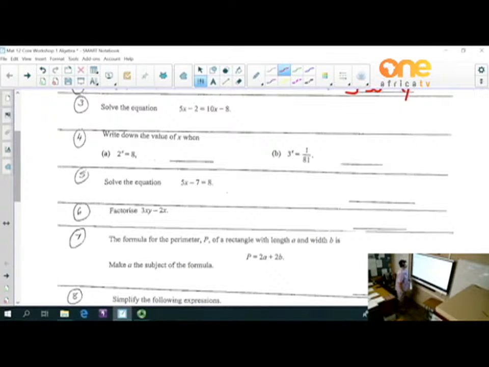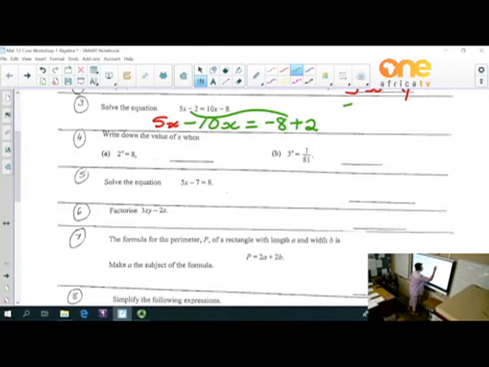Solve the equation. Now, to do an equation, we want x on the one side and the values on the other side. And the one golden rule is the moment when you take a number over the equal sign, you change the sign. That is why it is now negative 10x. The negative 8 stays there. I don't change the sign, but this negative 2 is coming over and I change the sign.